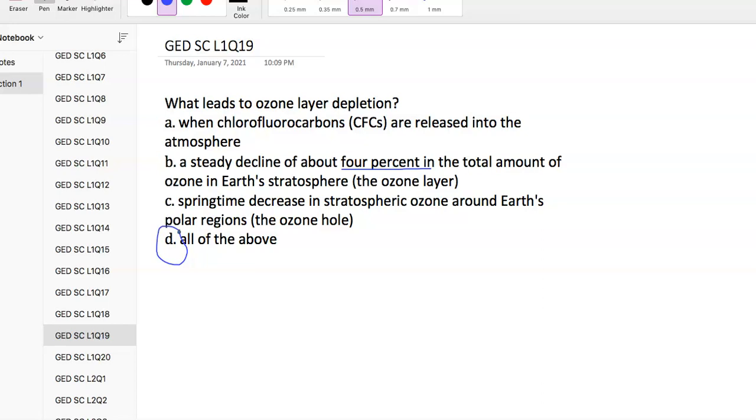Ozone depletion describes two distinct but related phenomena: a steady decline of about 4% in the total amount of ozone in the Earth's stratosphere, which is the ozone layer, and a much larger decrease in stratospheric ozone around Earth's polar regions. Okay, so it might sound like a lot, but you do want to be familiar with this stuff.